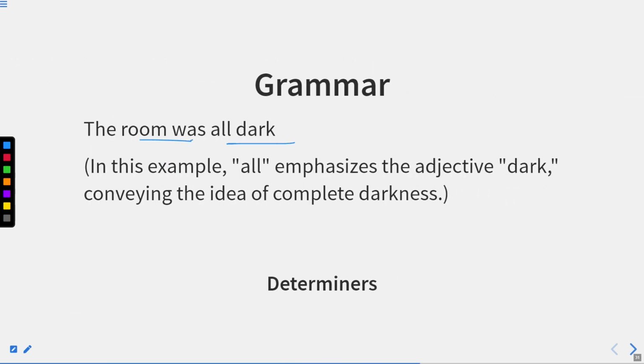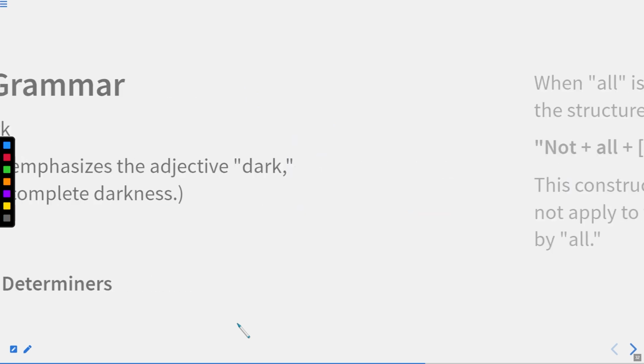The room was all dark. Now this all word is emphasizing on the word dark. Dark is an adjective. In this example, all emphasizes the adjective dark, conveying the idea of complete darkness. All dark means there should not be even a single point of light, a single point of something which is visible. All dark means entirely the part is dark. Now let us move to the next one.